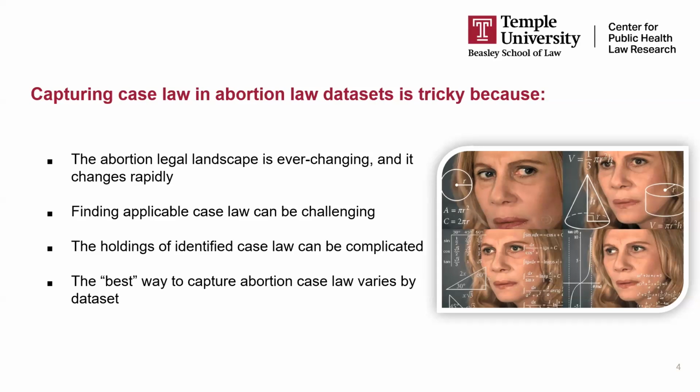Additionally, the holdings of identified case law can be complicated. While some orders clearly and completely enjoin entire statutes and regulations, other rulings may only partially limit the law's effect, which can be difficult to cleanly capture in coding. For the three challenges highlighted above, trusted secondary sources can be extraordinarily helpful. Other researchers, organizations, and projects may be tracking the case law that you're seeking. So cross-checking your research against theirs can provide reassurance that nothing substantive has been overlooked.